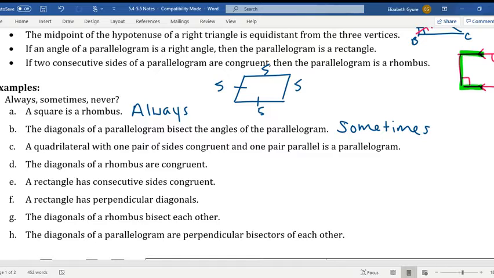But look at your wording here. Isn't it just saying one pair of sides congruent and one pair of sides parallel? Is it saying it has to be the same side in this situation? No, this could actually be a trapezoid, which is why it doesn't always work. This is saying you have a situation like this: one set is parallel, but maybe it's the other set that's congruent. That could end up being what's called an isosceles trapezoid, which we'll talk about in a little bit. But that's why that one is sometimes.